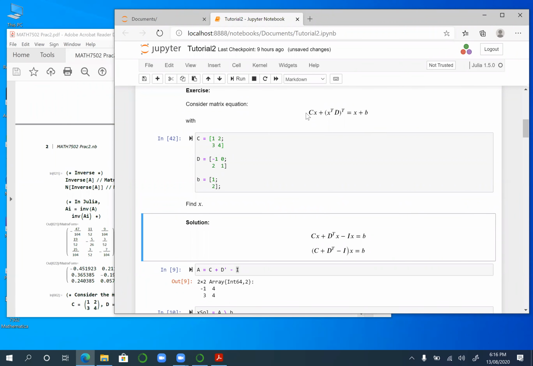All right, so we want to solve Cx plus the transpose of x transpose times d equals x plus b. So on the right, we have a sum of two vectors, and on the left, we have products between matrices and vectors.